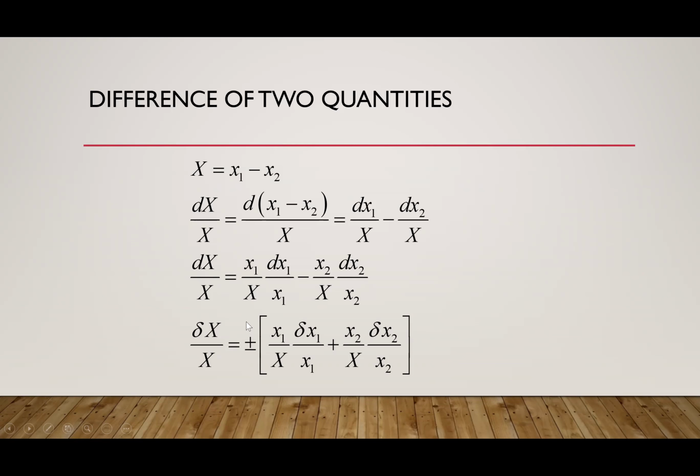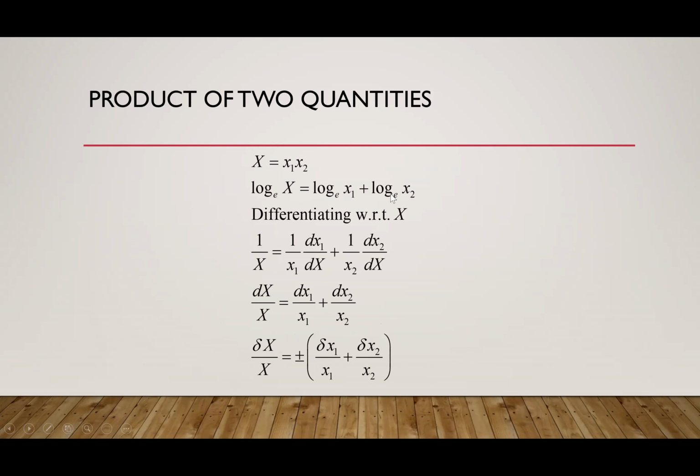Now, when I'm writing plus minus, I have to quote the maximum possible value. In this case it will be when x1 is positive and x2 is negative. If x2 is negative, then negative negative becomes plus and that will give me the maximum possible value of this error. Therefore, we have taken plus minus out as common and placed a plus sign inside. So the formula remains the same. Delta x upon x is equal to plus minus of x1 upon x multiplied by delta x1 upon x1 plus x2 upon x multiplied by delta x2 upon x2.